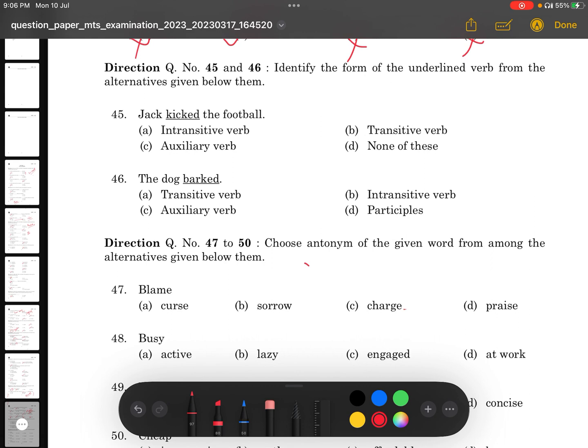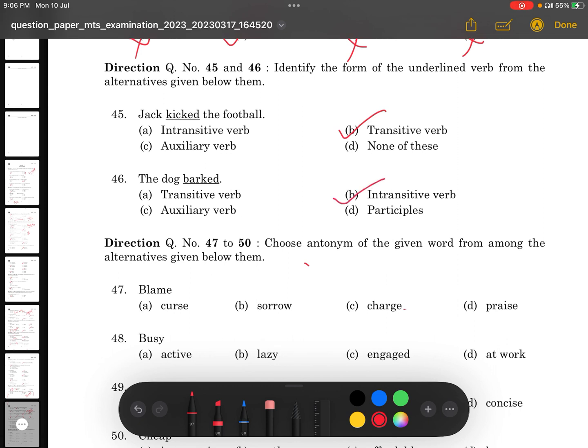Jack kicked the football. So it's very easy. The football is the object. So kicked is the main verb. Even if you want, we can make it passive. So what is the correct answer? The correct answer is transitive verb. Correct. The dog barked. You cannot make it passive voice, and it does not have any object here. So what type of verb is it? It is an intransitive verb, right?